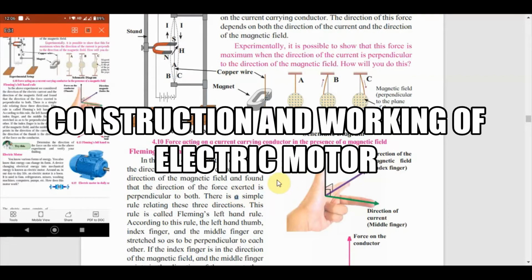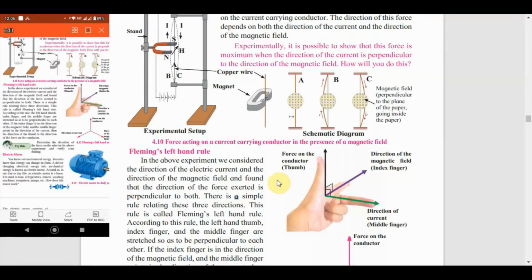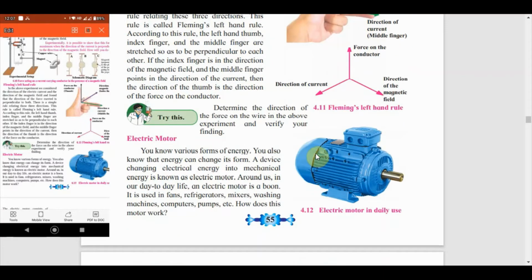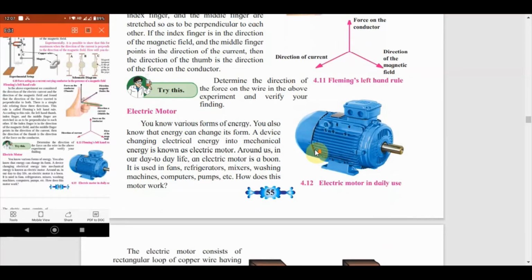Students, we have seen Fleming's left-hand rule in the last video. In that we understood how the force acting on a current carrying conductor in the presence of a magnetic field is perpendicular to the direction of the magnetic field as well as the direction of the current, and it is given by Fleming's left-hand rule. The direction of the magnetic field is given by the index finger, the direction of the current is given by the middle finger, and the direction of the force is given by the thumb. Now we are going to see the application of Fleming's left-hand rule in the electric motor.